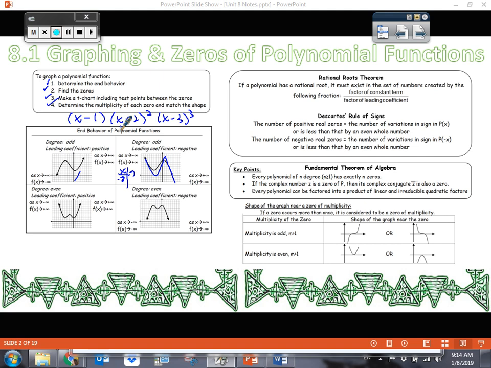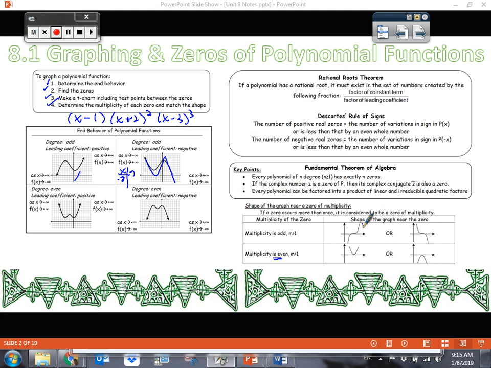And so that takes us over to this chart right here. If the multiplicity is even, bigger than 1, like 2, 4, 6, 8, it's going to be like a parabola. It's going to bounce off of the x-axis. If the multiplicity is odd, bigger than 1, like 3, 5, 7, then it's going to do like this little squiggly thing.